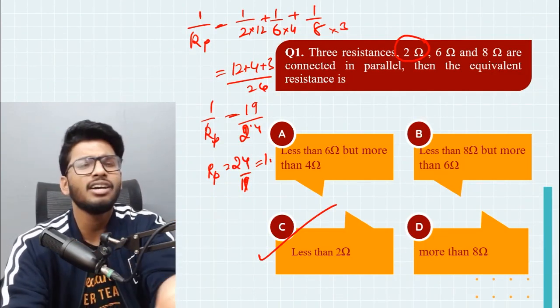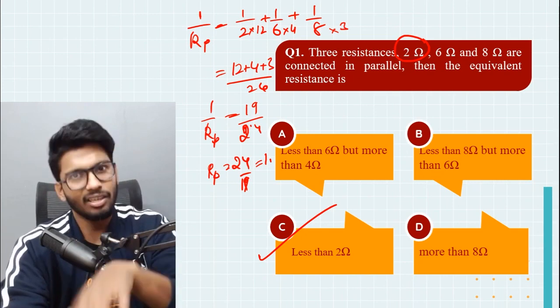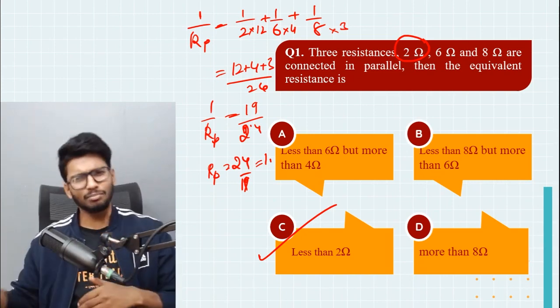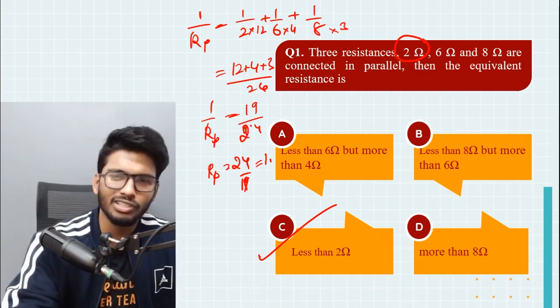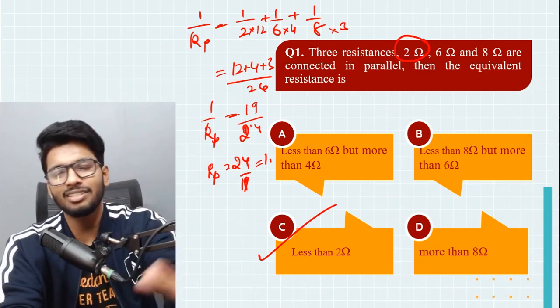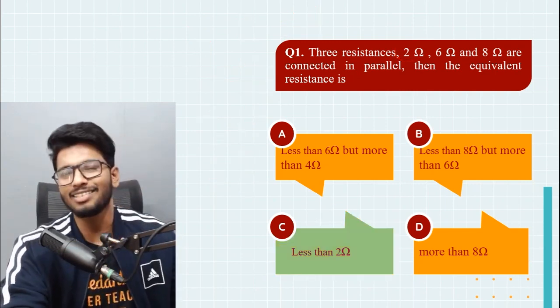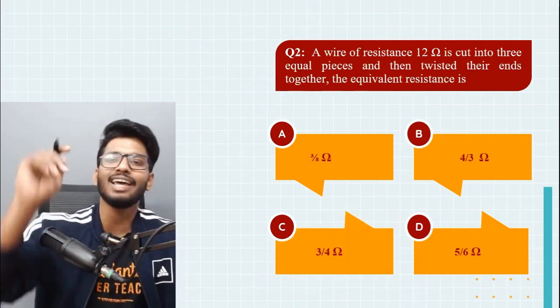Even if you do the calculation, you'll get 1 point something. But even if you don't do it, you can directly come to the conclusion that it's going to be less than 2 ohms. But since it's subjective, obviously you will have to do the calculation and do the rest of it. So please pay attention, do the calculation part of it, and you'll get the answer. So the answer is going to be less than 2 ohms. Moving on to the next question, guys.